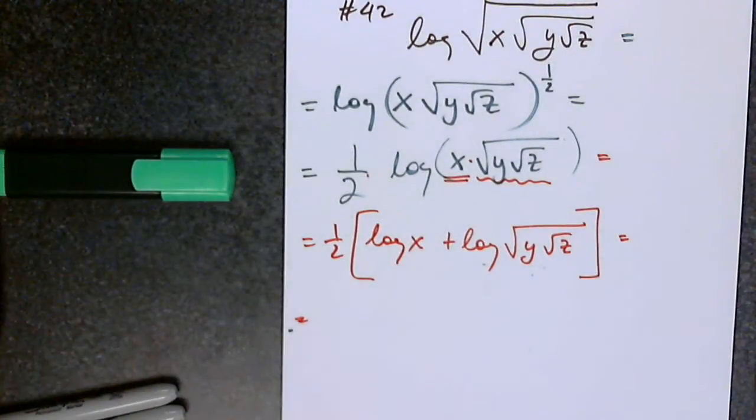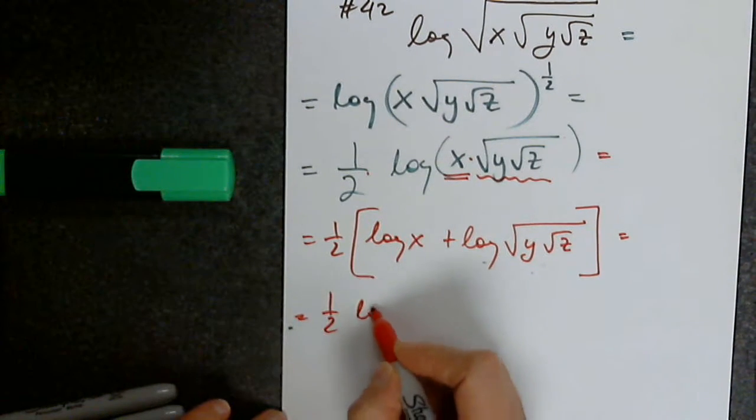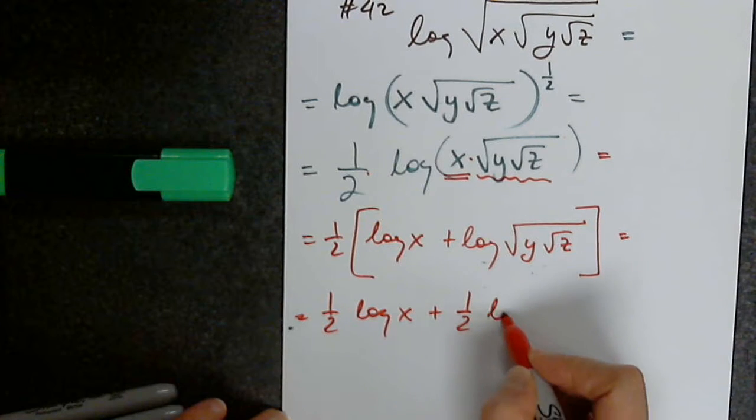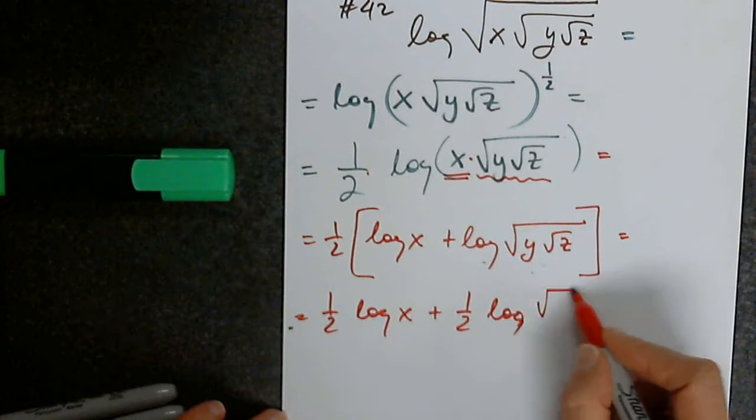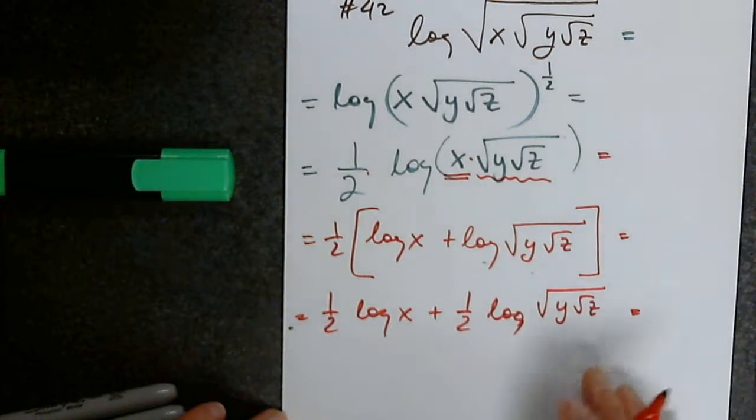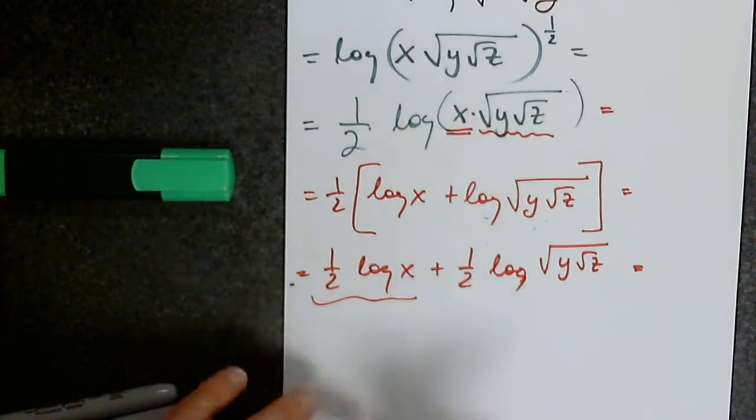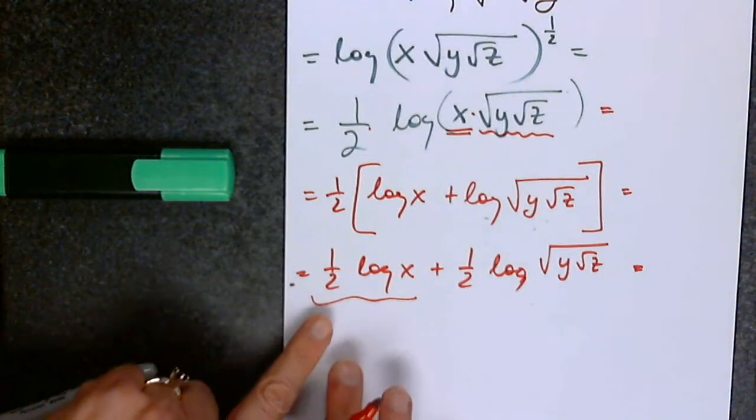At this point, there are several options. You can distribute 1/2 plus 1/2 log the square root of y, the square root of z. This is completely done. Would you agree? No one can do anything else here.